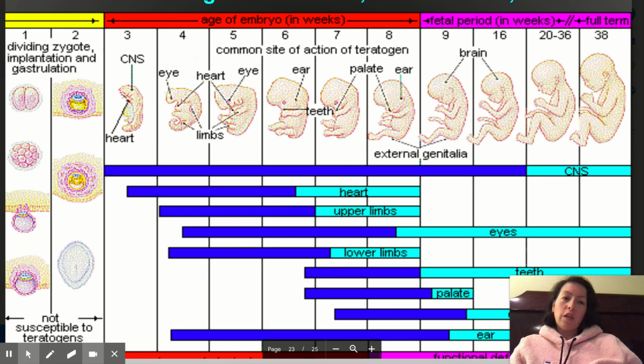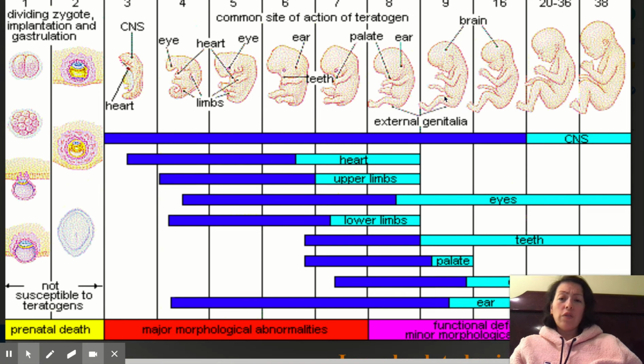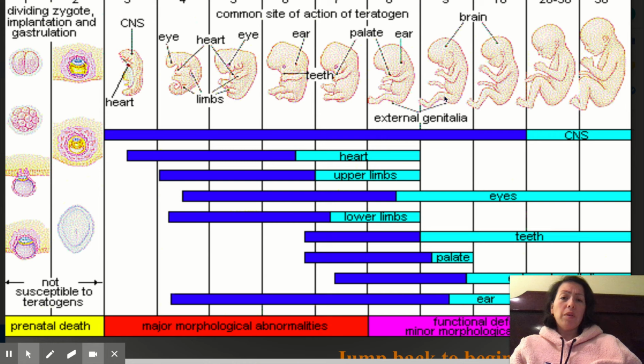Not that it's safer to take drugs towards the end, but when that embryo is going through mitosis and the cells are dividing and the DNA is making copies of itself, that's when it is at most risk of birth defects from certain chemicals, drugs, alcohol.